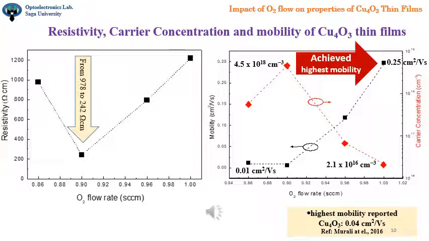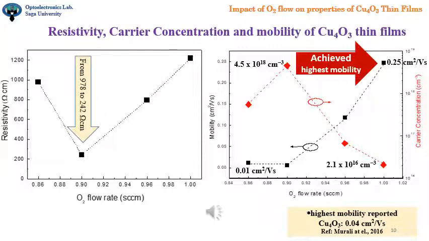Moreover, an increase of oxygen flow rate from 0.86 SCCM to 1 SCCM also results in an increase of Hall mobility from 0.01 to 0.25 cm² per V·s, which is the highest mobility reported so far. Murali et al. reported a mobility of only 0.04 cm² per V·s.